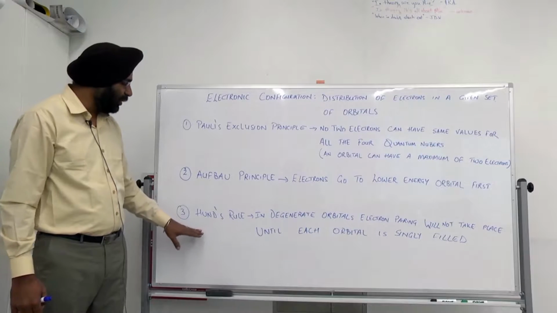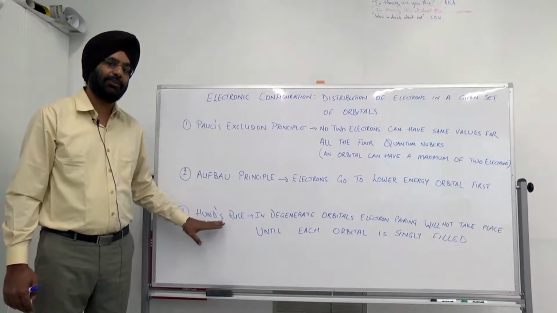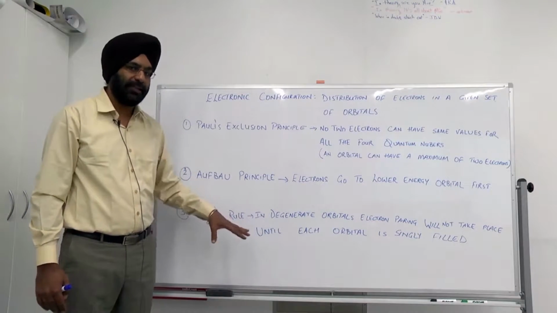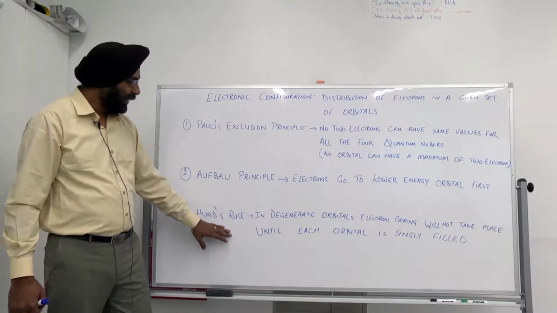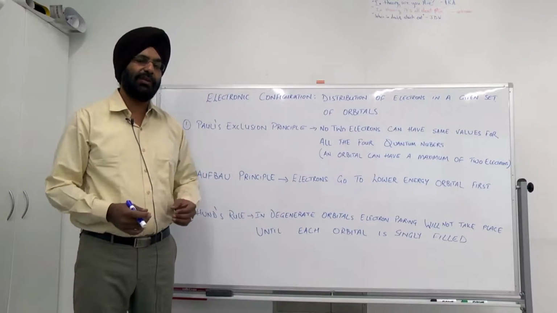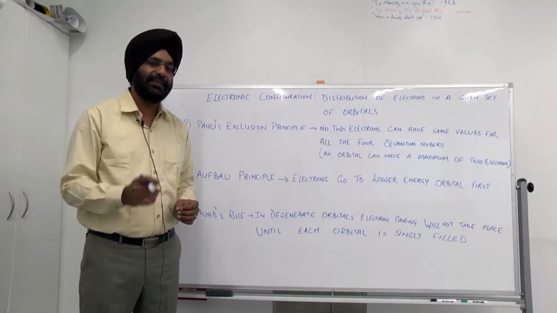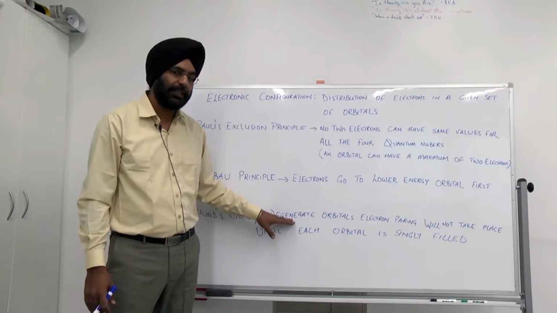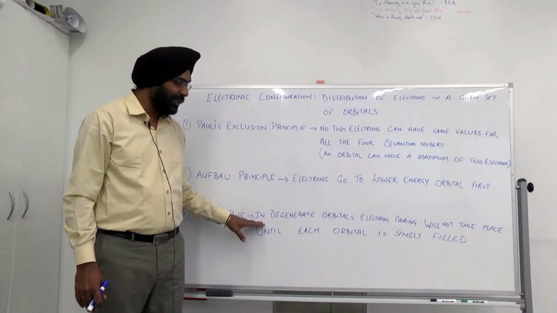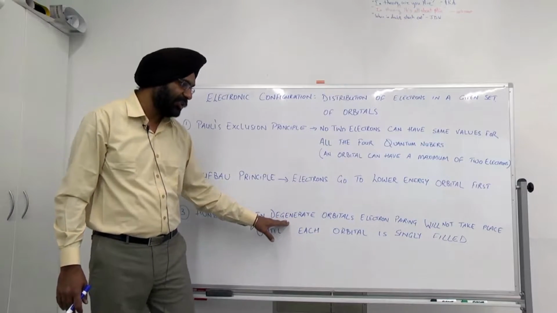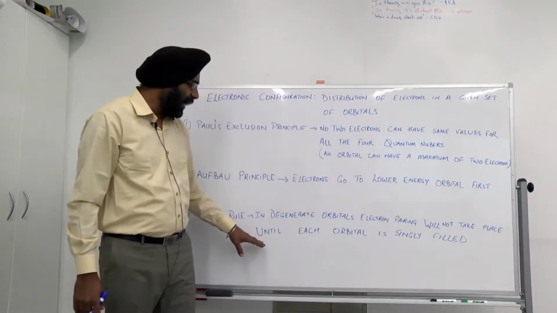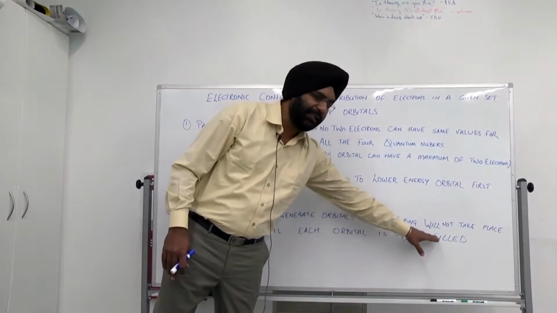The third principle is called Hund's rule, and if I extend it, it's called Hund's rule of maximum multiplicity. I won't go into detail why it's called maximum multiplicity. According to this rule, in degenerate orbitals, so the word here is degenerate. What is degenerate? Degenerate means orbitals having the same energy. We are not talking about orbitals of different energy, we are talking about orbitals which have the same energy. So in a set of orbitals which are degenerate, electron pairing will not take place until each orbital is singly filled.